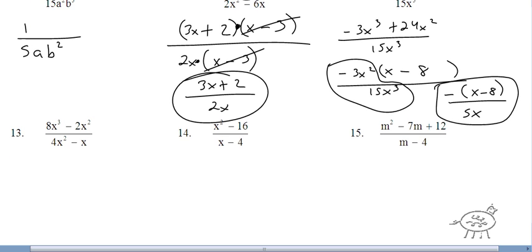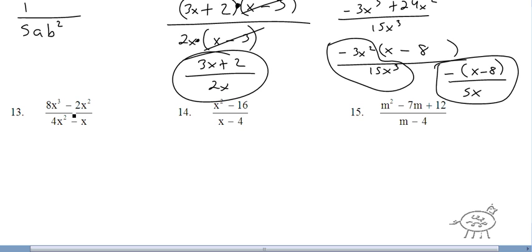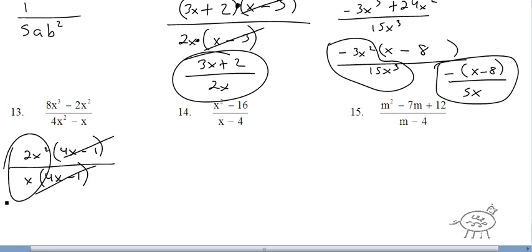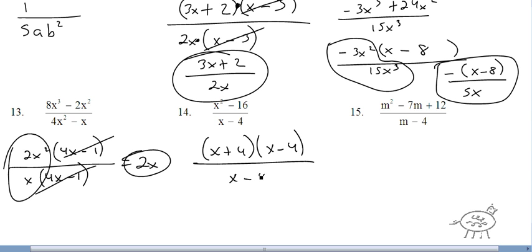So I'm going to factor 2x squared out on the top. So I get 2x squared, and I get 4x minus 1. And the bottom, I'm going to factor an x out, and I get 4x minus 1. They cancel. I want to do battle between that. 2x squared over x. The north wins by 1, so the answer to this problem is just 2x. Okay, 14, that's a difference of two squares on top, so it's x plus 4, x minus 4 over x minus 4. That cancels, and I get x plus 4.